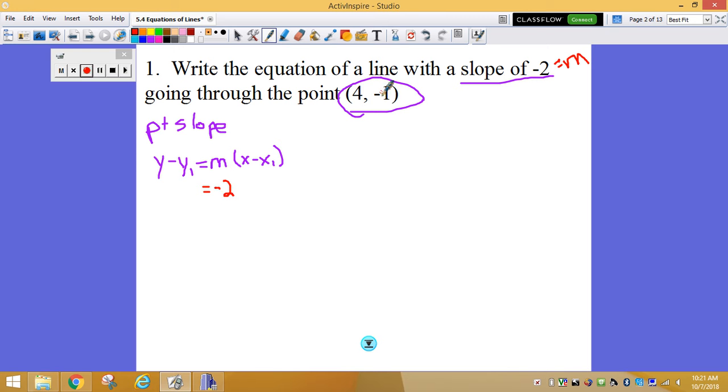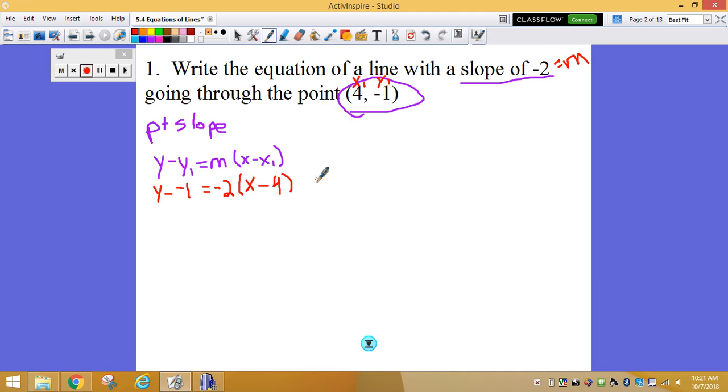Then it gives us an ordered pair. Ordered pairs, remember, are x's and y's. And these are going to be your x1s and your y1s. So I'm going to bring this y down. Right here, instead of y1, I'm going to plug in this -1. I already plugged in -2 for my m. And then right here, instead of x1, I'm going to plug in 4.